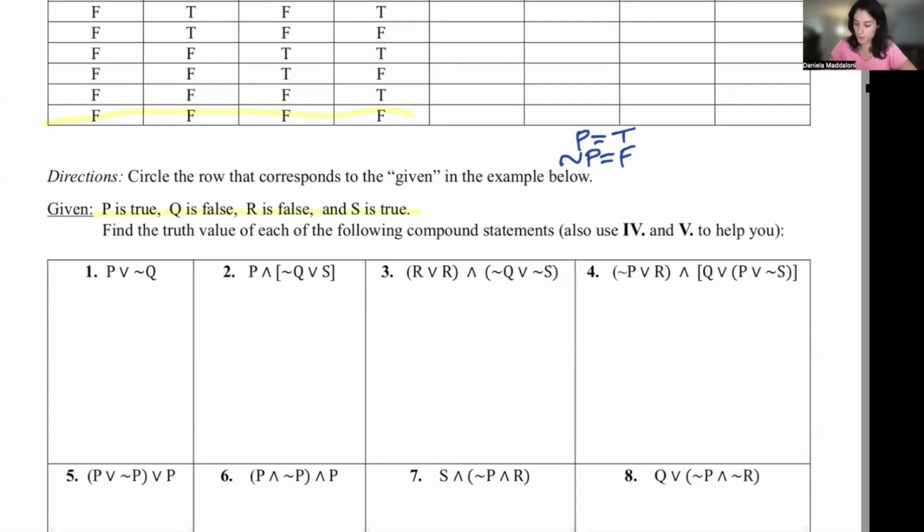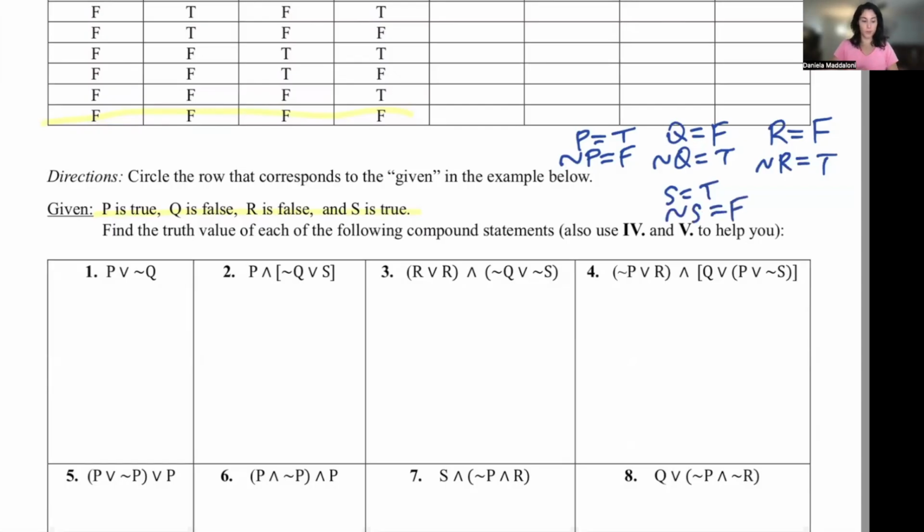In the given, it says Q is false, so I'm going to put Q false. Not Q would be the opposite of false, which is true. Then the given says that R is false, so not R would have to be true. And last but not least, S is true, so not S would be false.